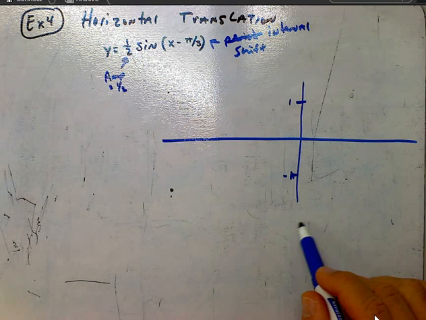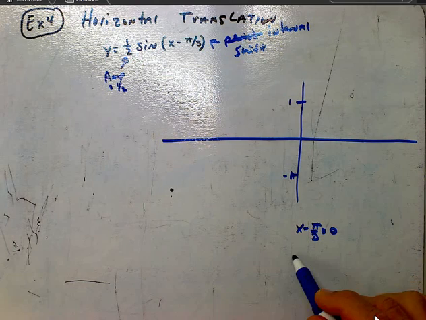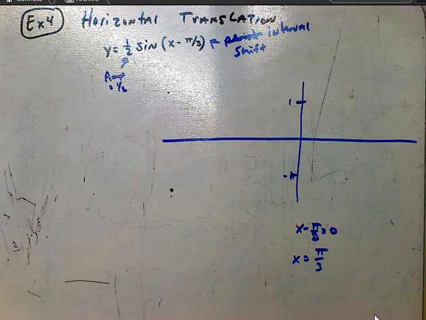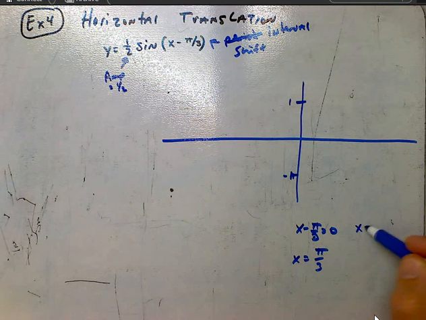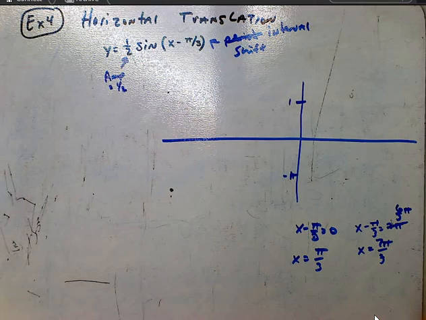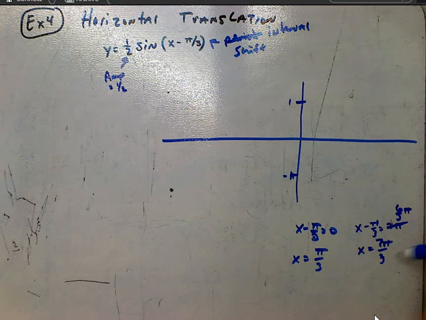x minus pi over 3 equals 0, because that's where it normally starts. So now it's going to start at pi over 3, and then x minus pi over 3 equals 2 pi. So x equals 2 pi, the same as 6/3 pi, so it's going to be 7 pi over 3 when I add pi over 3 to both sides. And so instead of starting at 0, we're now going to start at pi over 3.